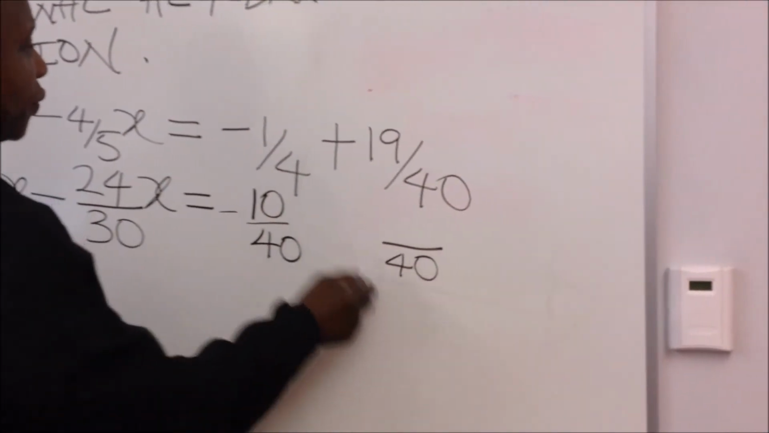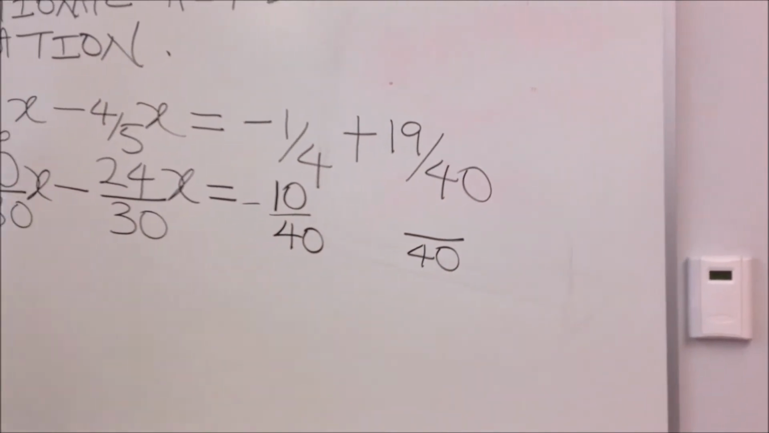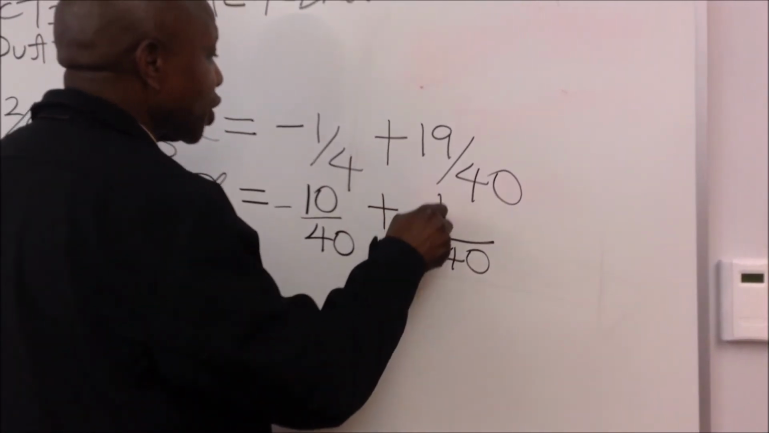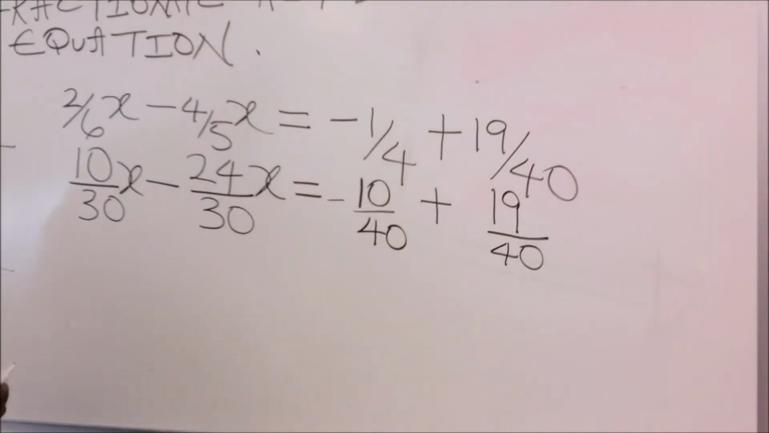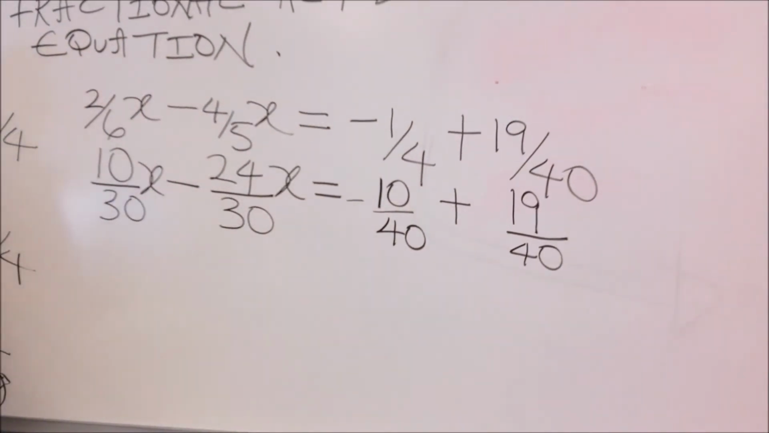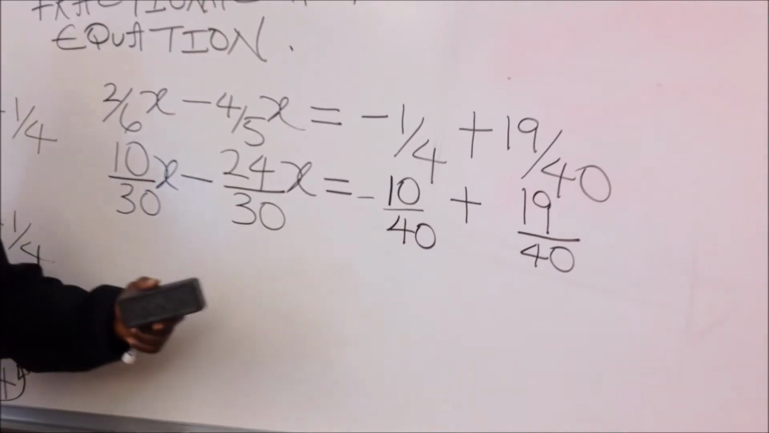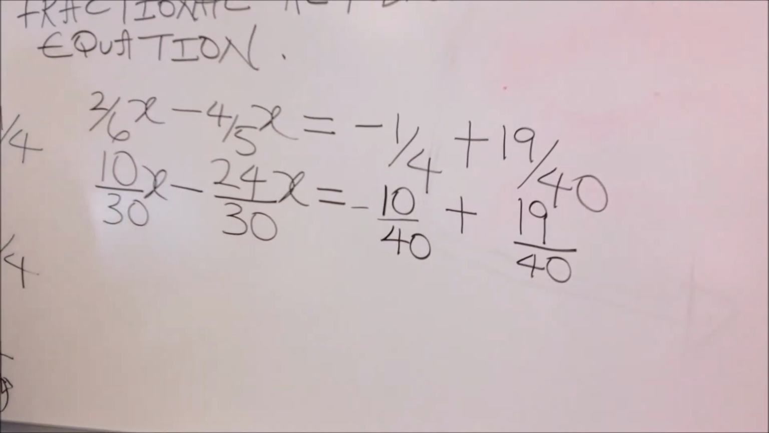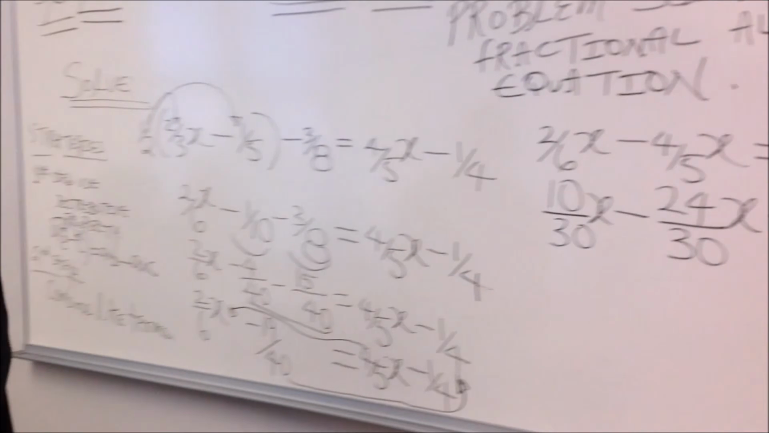Now what? How many times will 40 go into 40? 1 time. 1 times 19 is what? 19, thank you. All right? So now we are able to combine the like terms on the left side and the like terms on the right side. And making sure we pay attention to what? The operation.